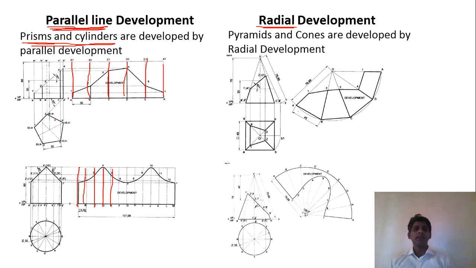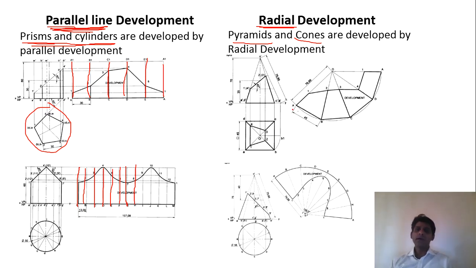This is a pentagonal prism here. Again, we see that we are using parallel line development, and this is a cylinder. Again, we see that here we have parallel lines, so we will develop this by using parallel line development. So this is one method, and the next one is the radial line development. This is basically used in the case of pyramids and cones.